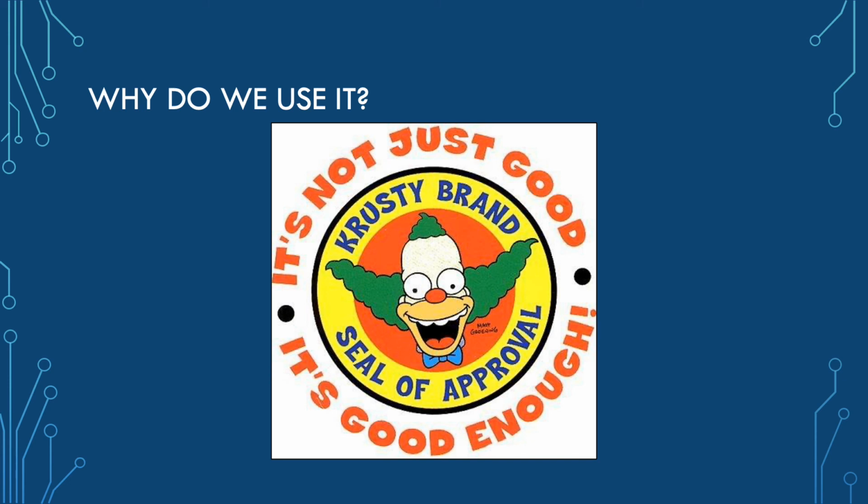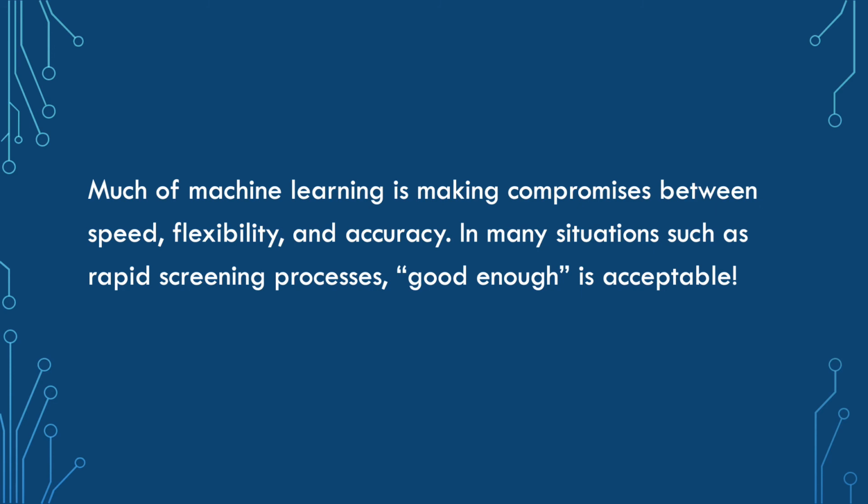Given the numerous weaknesses inherent to naive Bayes, why do we even use this algorithm? Well, Krusty the Clown has our answer for us. As it turns out, much of machine learning is making compromises between speed, flexibility, and accuracy. And in many situations, such as in rapid screening processes, good enough is just that, good enough. It's acceptable.